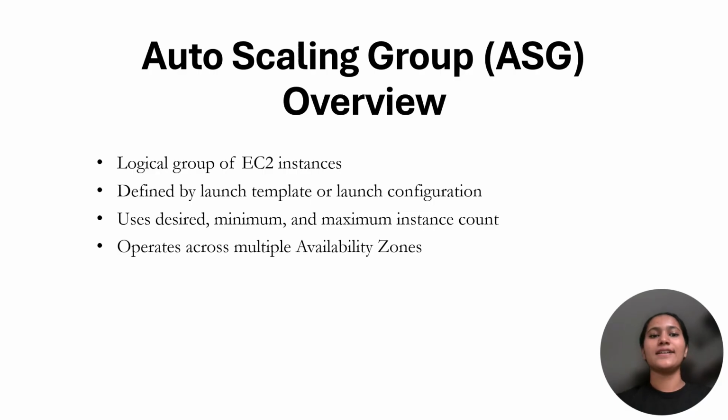The ASG, which is Auto Scaling Group, uses a launch template or configuration that defines how new instances should be created, such as which AMI, instance type, and security group to use. Also, it can spread instances across multiple availability zones to increase fault tolerance.